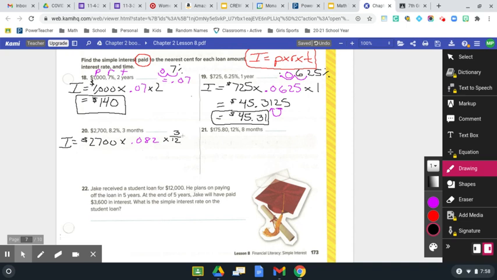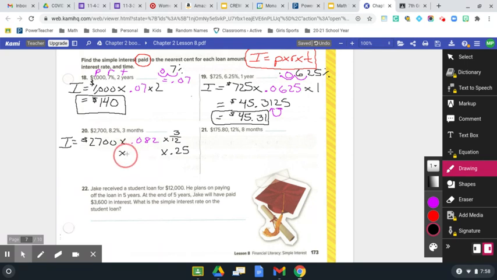3 months out of 12 months, 3 divided by 12. And really when you do this one, you get 0.25. So that's a quarter of the year. 3 out of 12 months, a quarter of the year, 0.25, 25% of the year. So that's great. It's not an ongoing decimal.